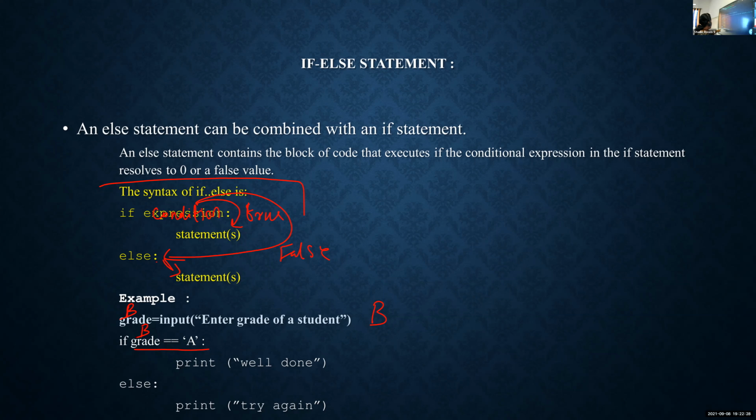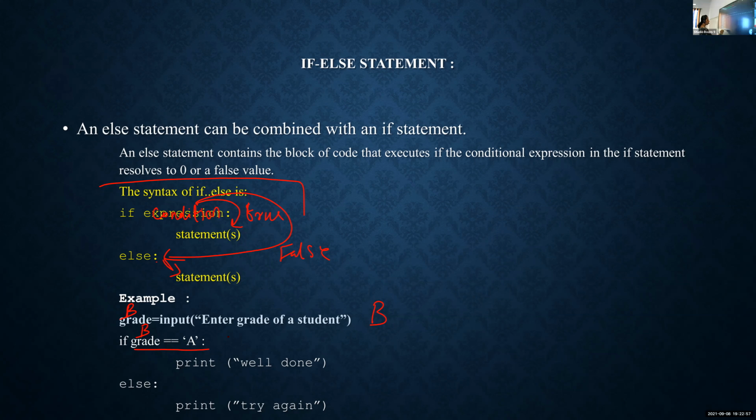What is the content of grade? It is B. Okay, Rahul? I'm inputting B to grade. So content of grade is B. So here I am checking B equal to A. Is it true, Rahul? No, it is false.